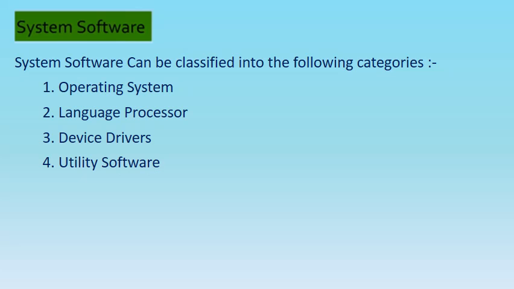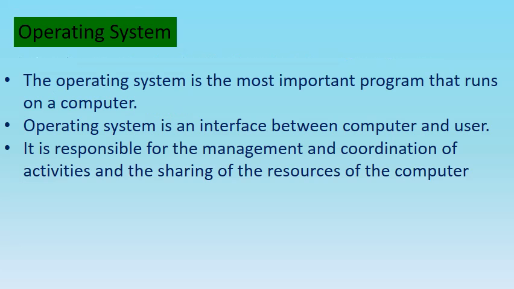Now the system software is further classified into various categories: operating system, language processor, device driver, utility software. Here in this chapter, we are going to mainly deal with the operating system. Now, what is an operating system?